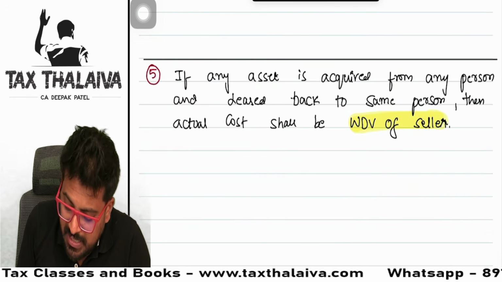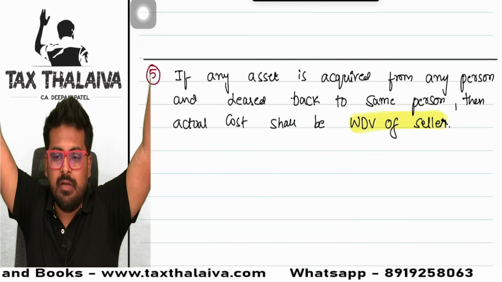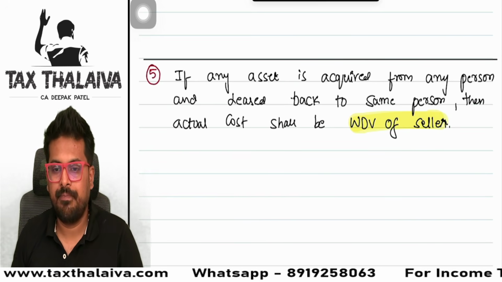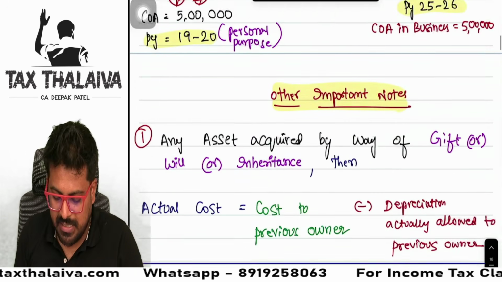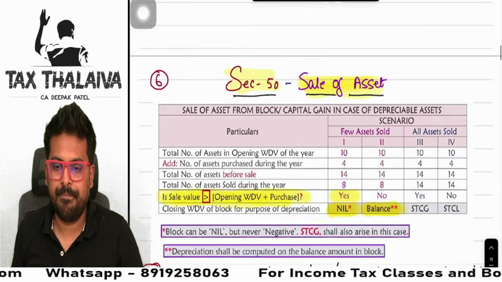Next one. If any asset is acquired from any person and leased back to the same person, then the actual cost shall be the WDV of the seller. So in these special cases, you have to take the cost of acquisition which is given here.